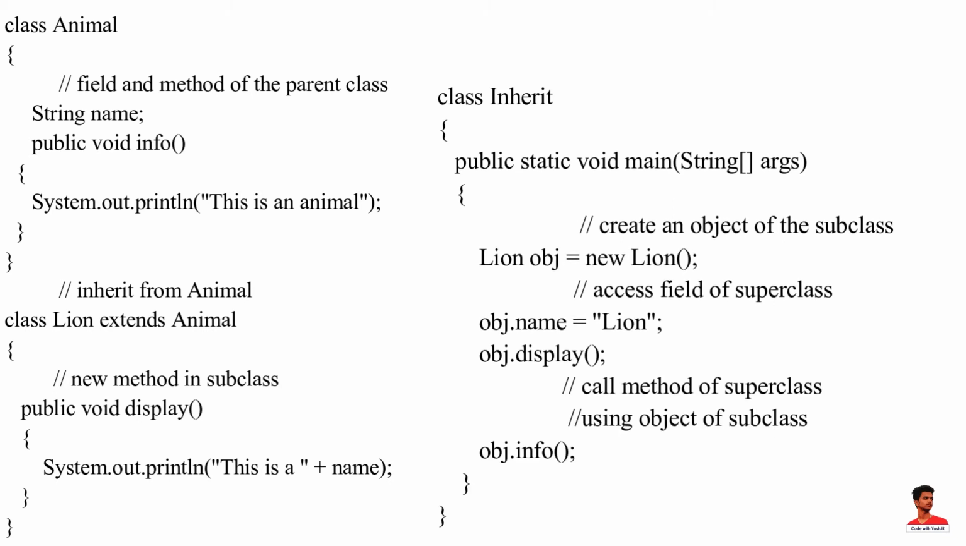In this example, we have derived a subclass lion from superclass animal. Notice the statements. Here, obj is an object of lion. However, name and info method are the members of the animal class. Since lion inherits the field and method from animal, we are able to access the field and method using the object of the lion.